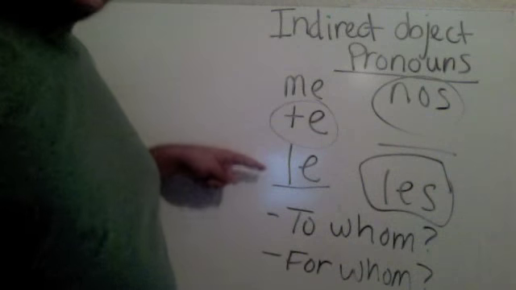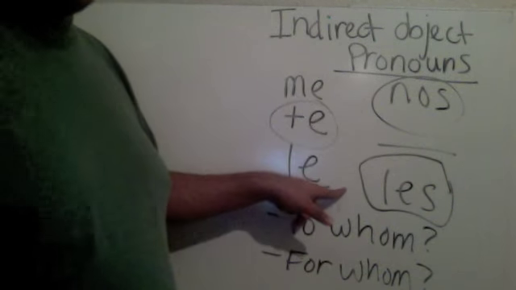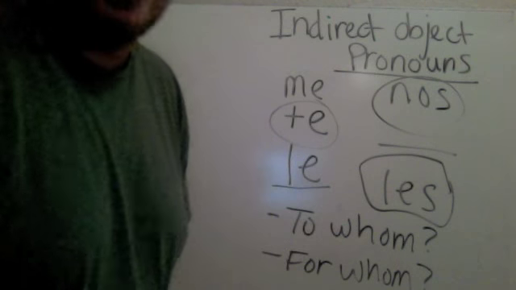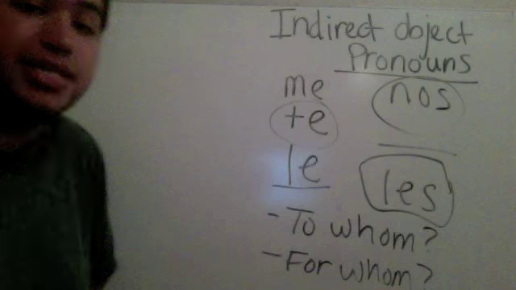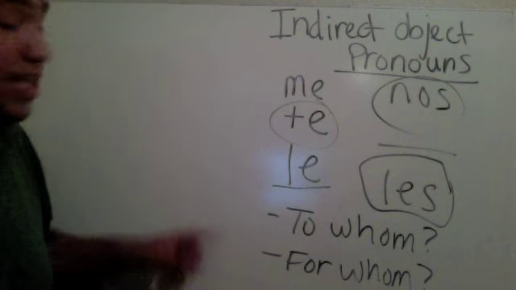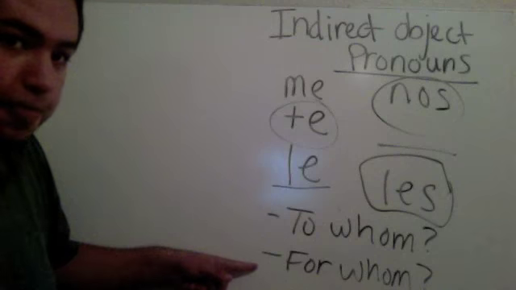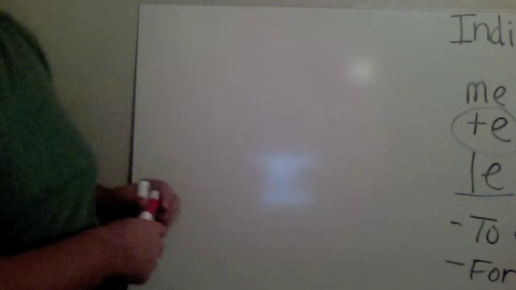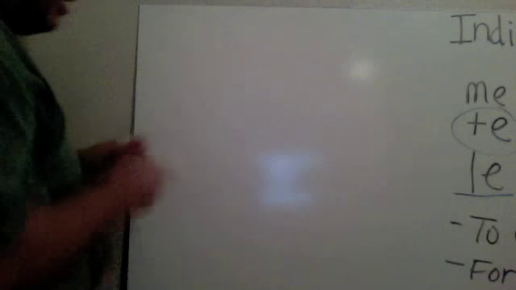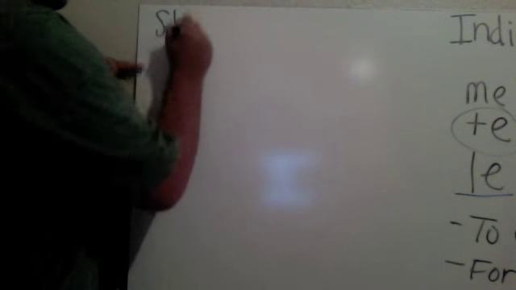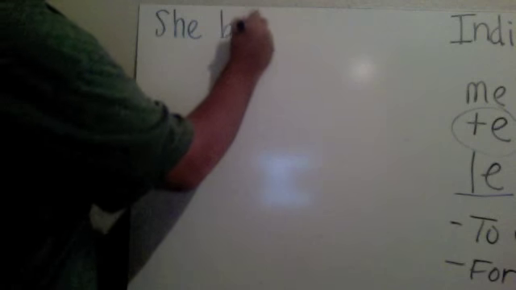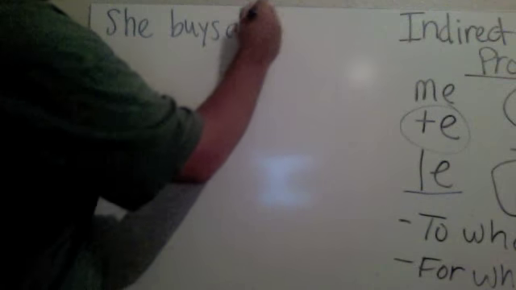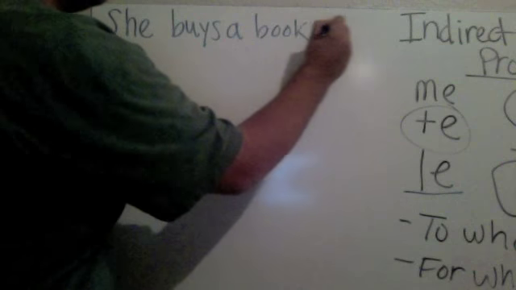Me, te, le, nos, and les. Direct object pronouns answer who and what. Indirect object pronouns answer to whom and for whom. That being said, let's do some examples. How about the sentence, she buys a book for me?